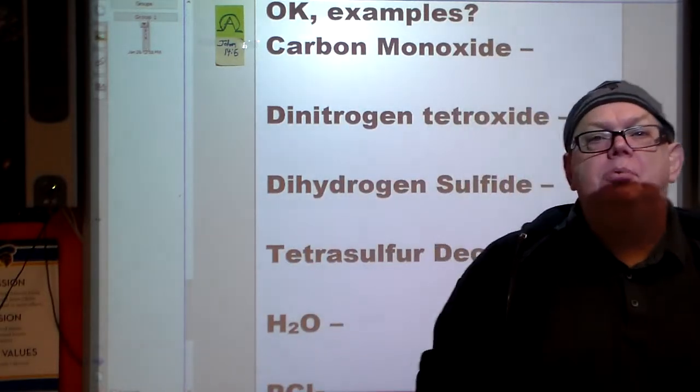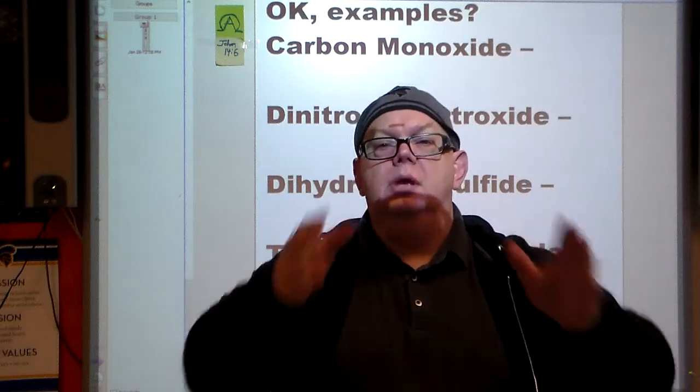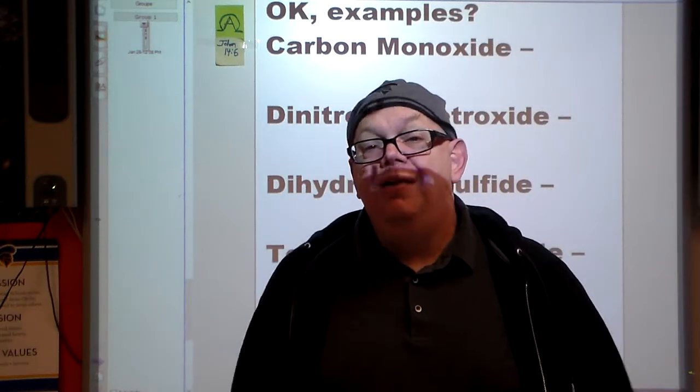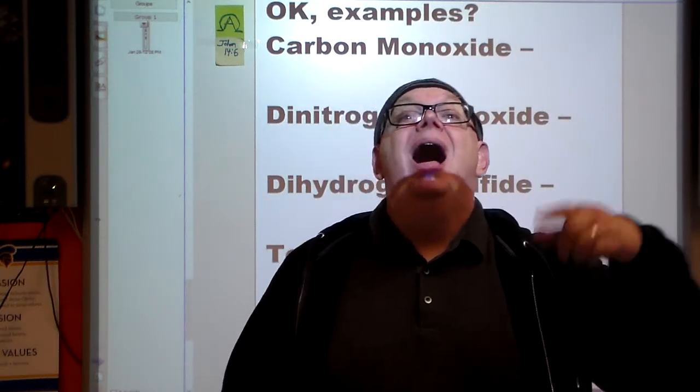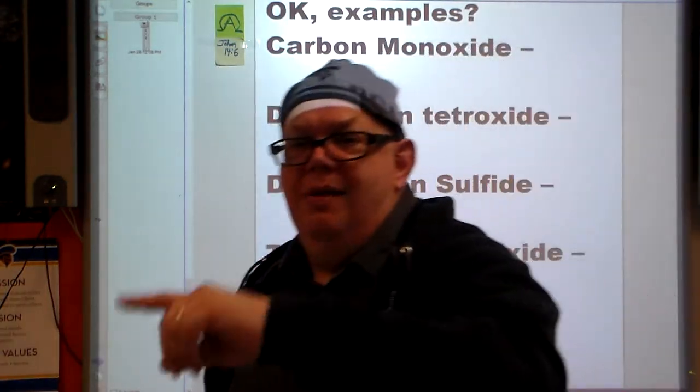So, okay, how about some examples? Because I'm kind of confused. It's not a problem. Remember, if you're here for the binary ionic compound between a metal and a nonmetal, turn this video off. You've got to check out the other video that says binary ionic compounds.